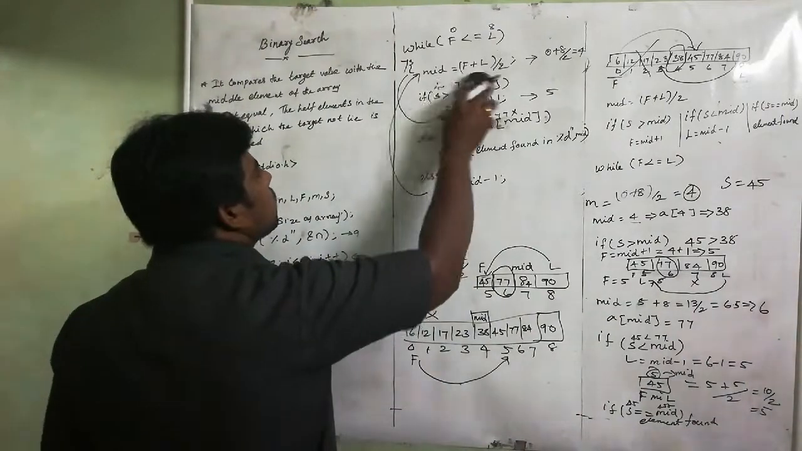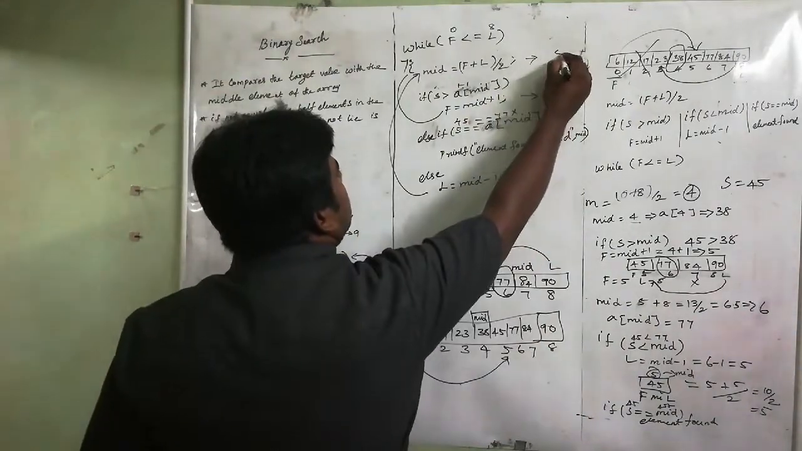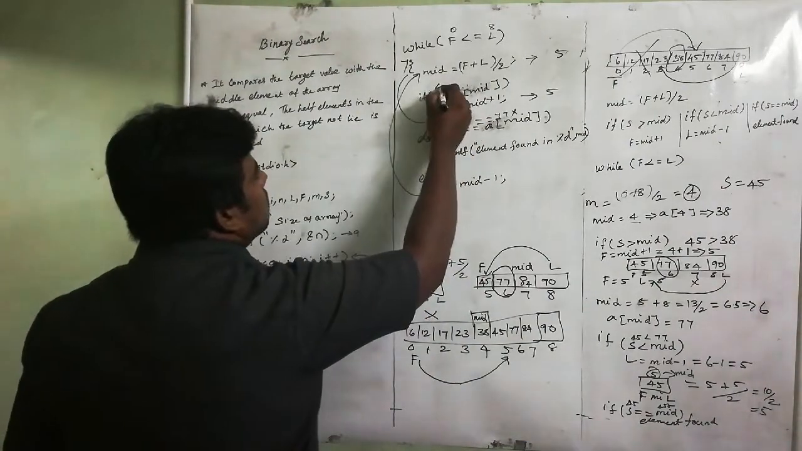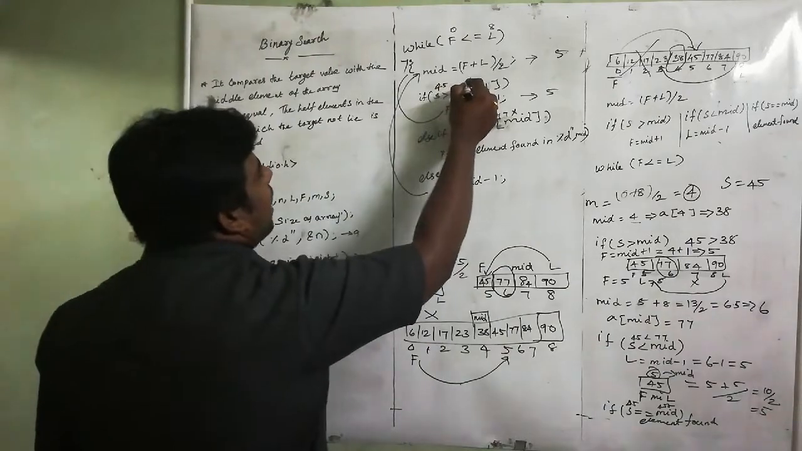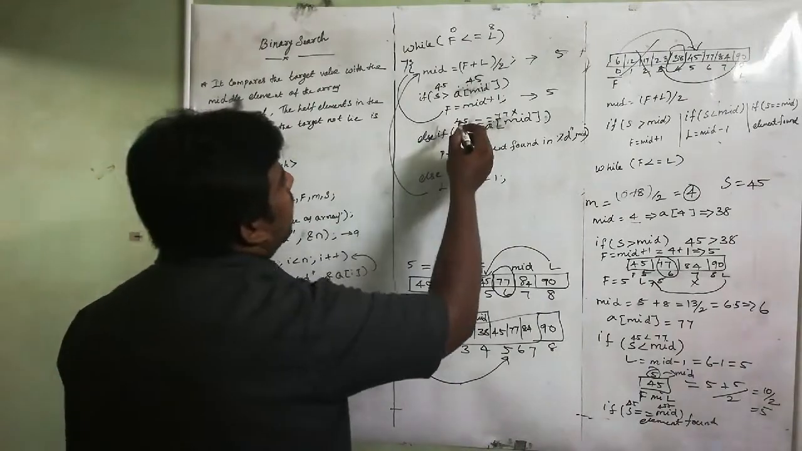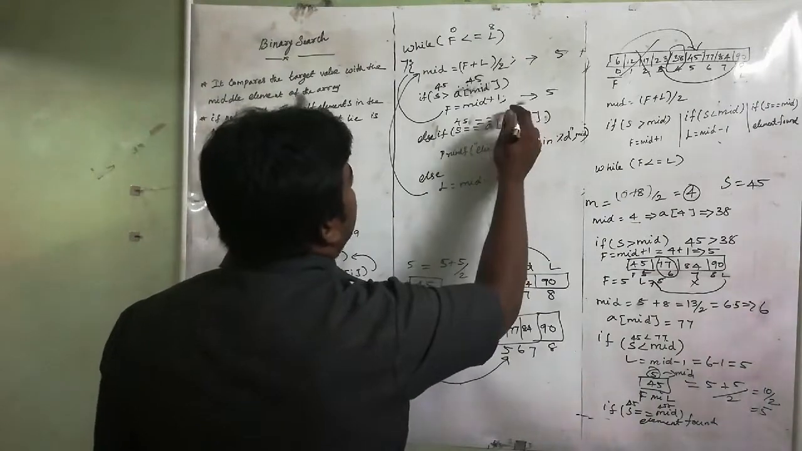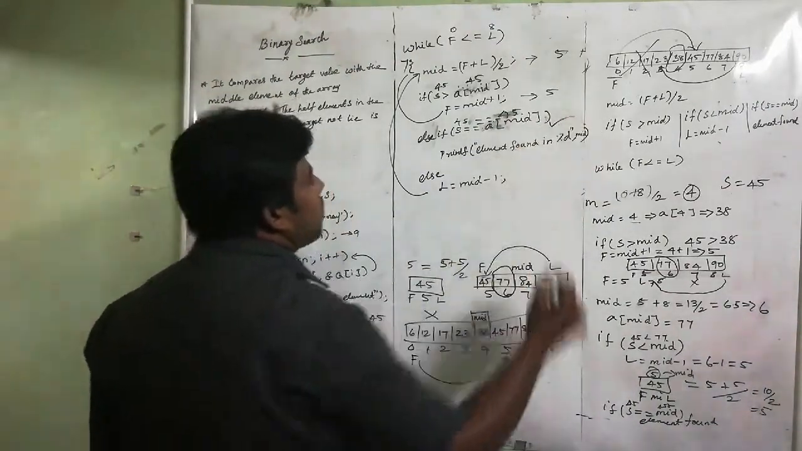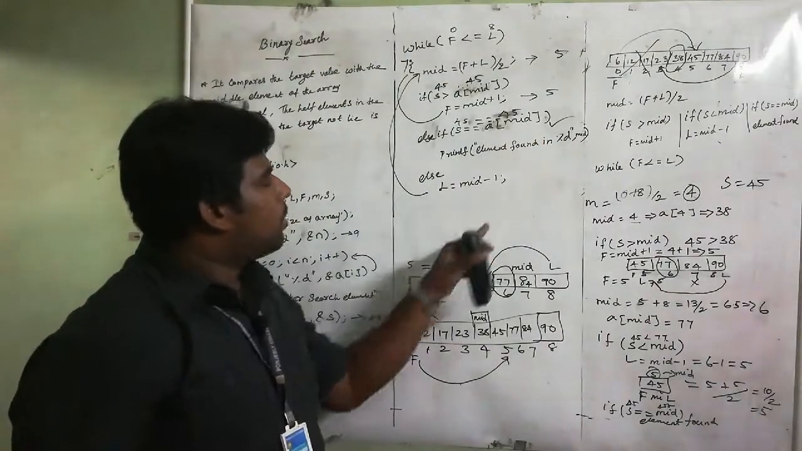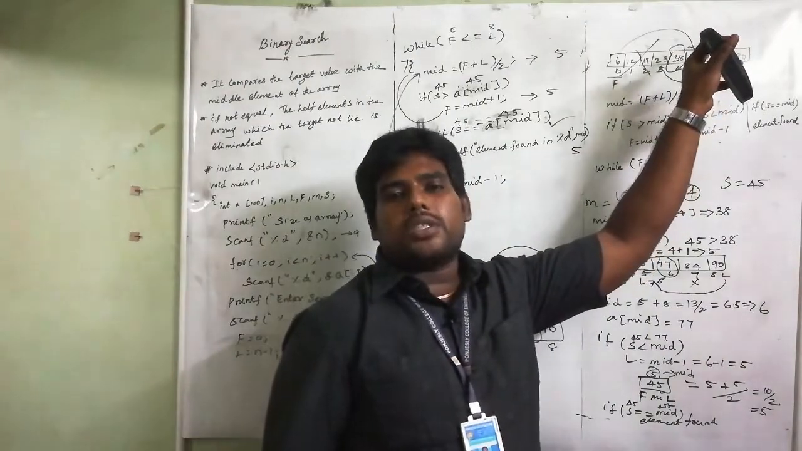So now what is mid? Mid is 5. So s equal to, what is s? 45. S is 45 and greater than a of mid 45, condition is false. Again here, so false means it will come to the next part. Here also 45 equal to 45, condition true, so it will print element found in mid. What is mid? Mid is 5. So element is found in the position 5, the min value position is 5.